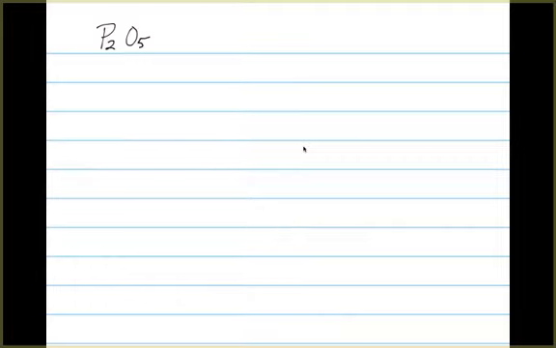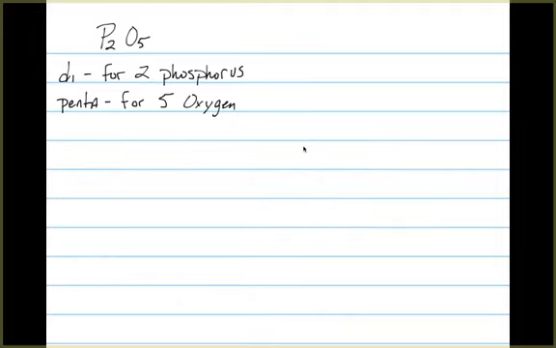We're going to have P2O5. We're going to have a di for the two phosphorus atoms, and we're going to have penta for the five oxygens. That's going to give us diphosphorus pentoxide. Remember, we're going to change the ending of the nonmetal in the second name to ide.